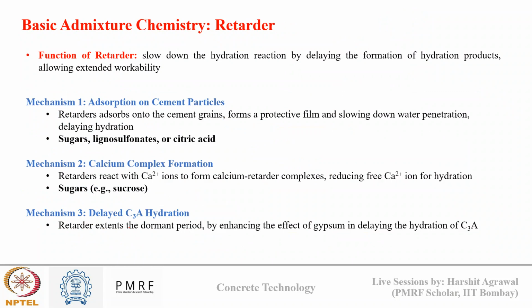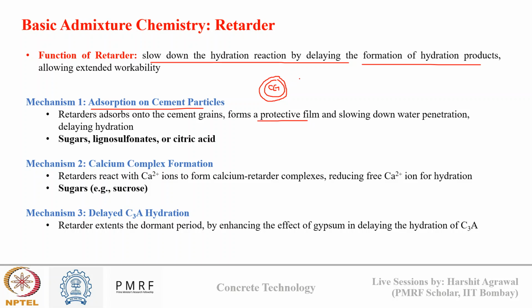Now, what is the basic chemistry behind the working of a retarder? So, just opposite to an accelerator, retarders slow down the hydration reaction by delaying the formation of hydration products. Okay, and they can do this by three mechanisms. Either they can adsorb on the cement grain particles. So suppose this is my cement grain. What a retarder will do is adsorb on the surface of the cement grain, and it will form a thin protective film on the cement grain.